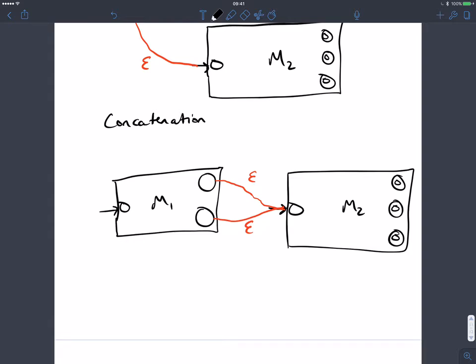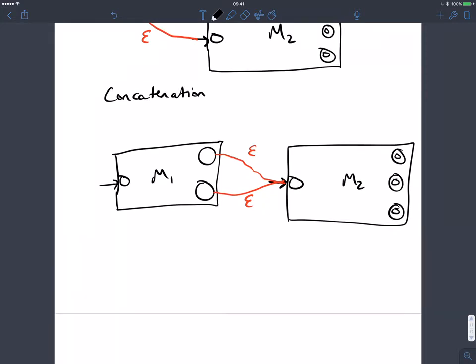Because I only want to accept when I've read something in M1's language, then M2's language, and concatenate it together. So I only should accept in the part of M2. Remember, non-determinism says if there is some way for me to accept, I will accept. So if I left those two states final, then I could just stay in M1 and never do anything else. So I would get the language of M1, not necessarily the concatenation.